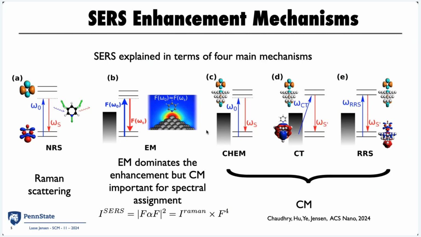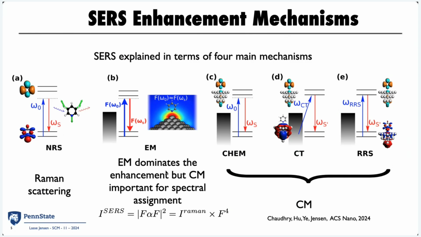The first one that we're going to talk about is a little bit on the enhancement mechanism in surface-enhanced Raman scattering. So all the way at the left side, we have normal Raman scattering, right, where we're exciting our system to basically a virtual level, and we decay down to an excited vibrational state. The difference between the incident and the scattered light corresponds to the vibrational energy of the system, which is what we're measuring in a spectrum.